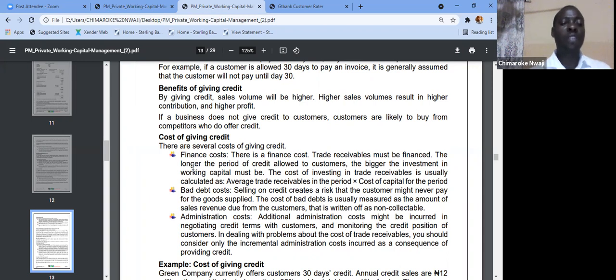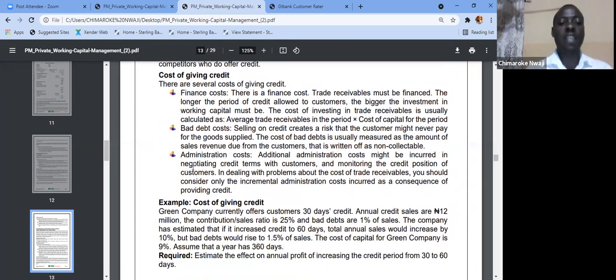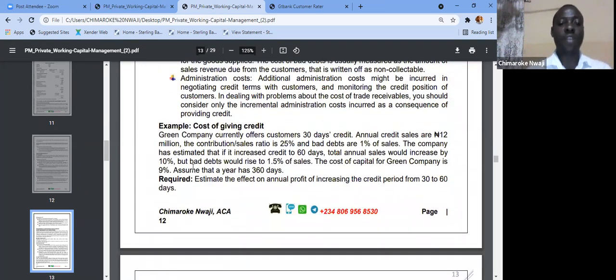And so another one here that is not written here is, if you are giving credits, we said it will lead to higher volume of sales. Now we learned in one of the last lectures on working capital that when your sales is very, very high, it may lead to overtrading. And so it also means that because you are trying to increase turnover, you may run into overtrading problems. Let's look at an example of the cost of giving out credits.